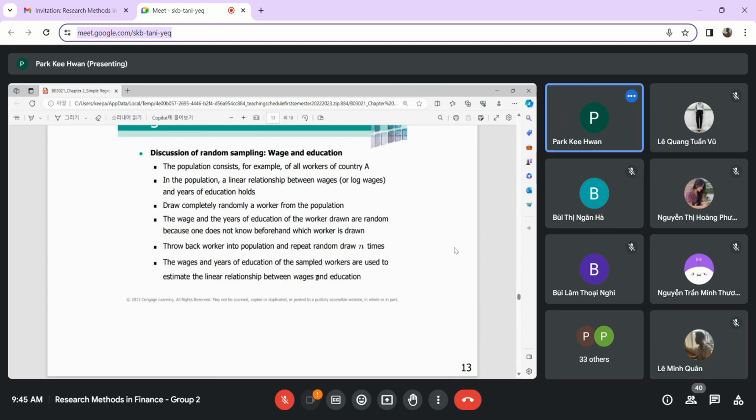Once you draw a worker, you have the observation on that worker, then you throw them back into the population and draw again, then throw back and draw again, and you repeat n times. Then you will have the n observations. You will have the observations on n independent workers. Okay, so that is how we draw a sample randomly.